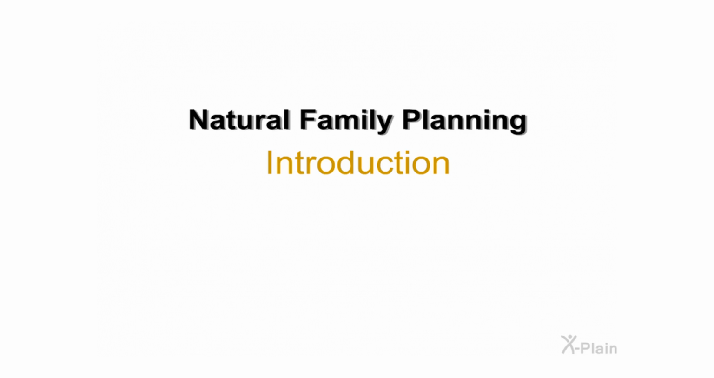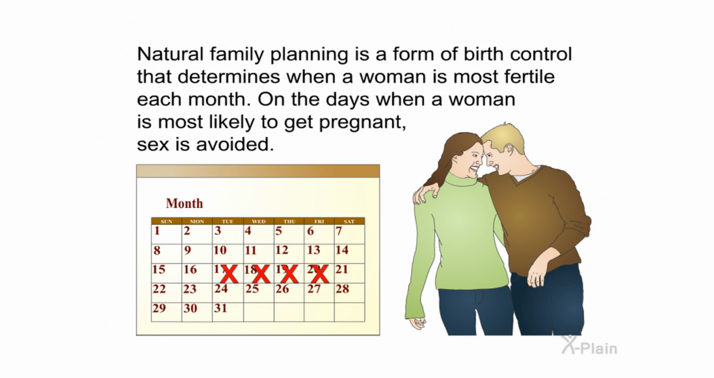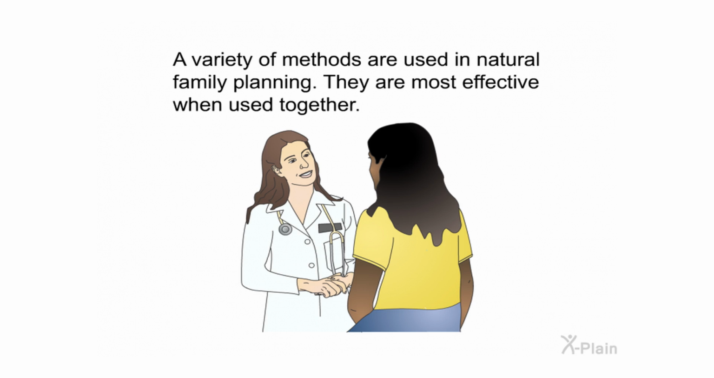Natural Family Planning. Introduction. Natural family planning is a form of birth control that determines when a woman is most fertile each month. On the days when a woman is most likely to get pregnant, sex is avoided. A variety of methods are used in natural family planning. They are most effective when used together.